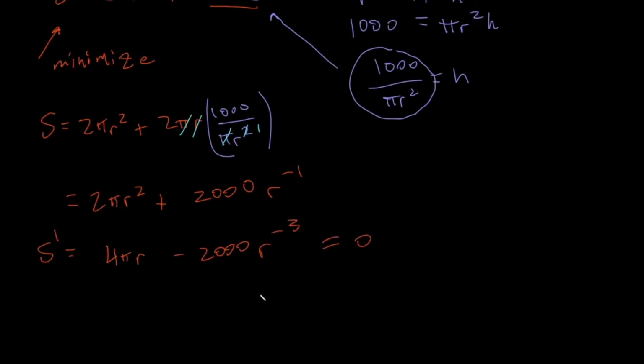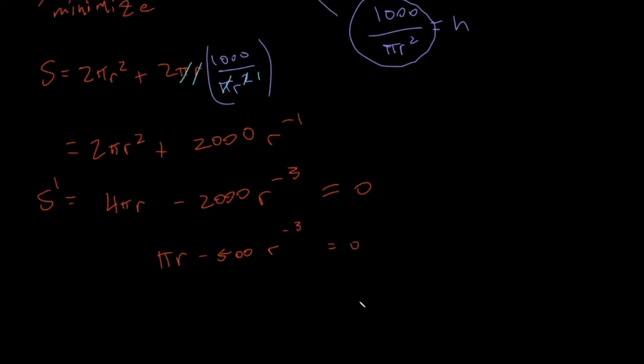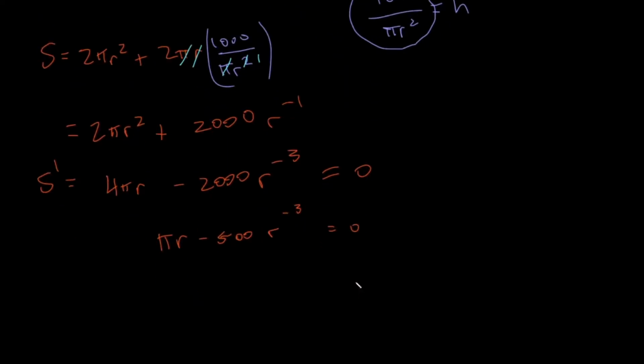I'm going to move this to the right. I get 4 pi r equals 2,000 r to the negative 3. So if I cross these out, this becomes r to the negative 2. Well, actually, I'm going to erase this step. That step would have been fine, but I'm going to need to factor eventually. So instead, I'm going to divide by 4 first. So if I divide by 4, I'm left with pi r minus 500 r to the negative 3. And divide through by r. Wait.